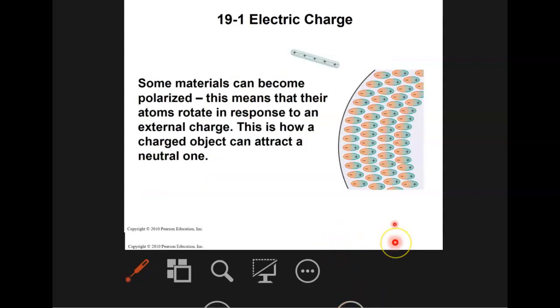Some materials can be polarized. That means they're aligned up. This means that their atoms rotate in response to the external charge. This is how a charged object can attract a neutral one. So here you have a positive one, and you can see whatever this is material-wise, the negative and the positive of each individual cell or atom is now lined up, so all the negatives are going towards the positive external charge.